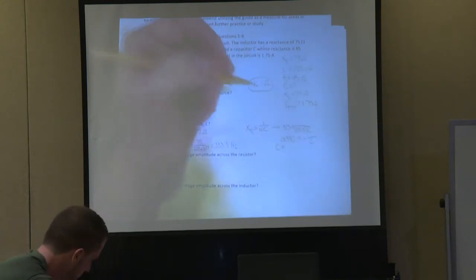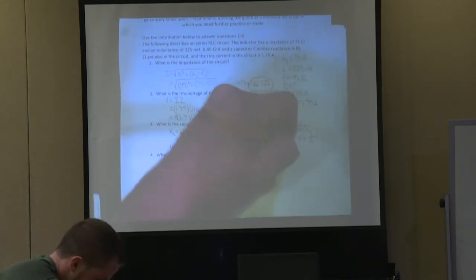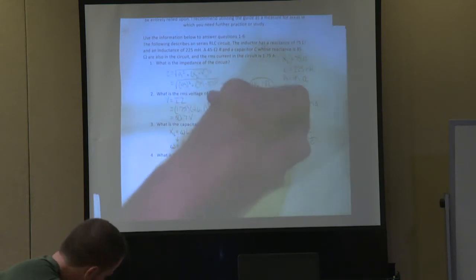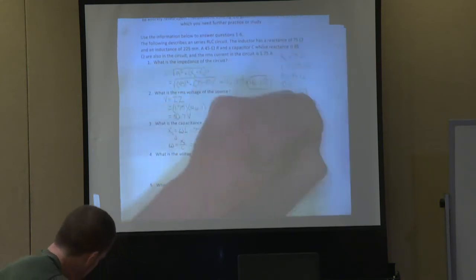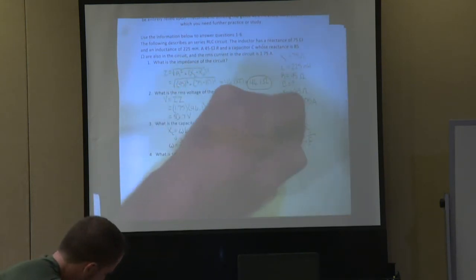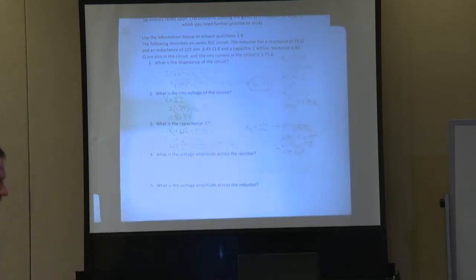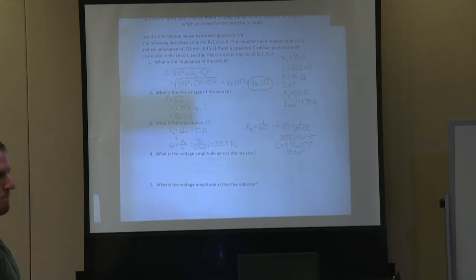And just take the inverse of that value, and you get 3.53 times 10 to the negative fifth, which is also equal to 35.3 microfarads. You guys go with that?